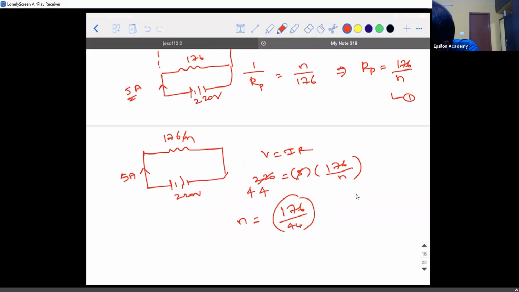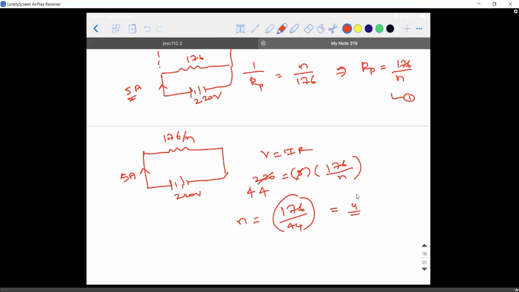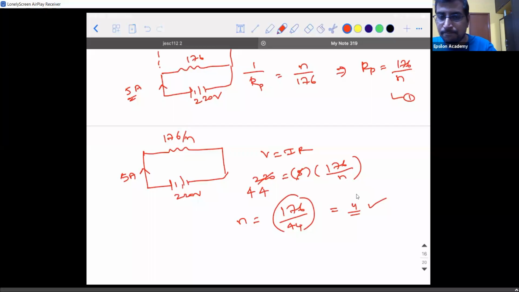So here it is 44. So 176 divided by 44, if I'm not wrong, it should be 4, because the last digit is 6. Yes, sir. So there should be 4 resistors connected in parallel to generate this much amount of current. Okay.